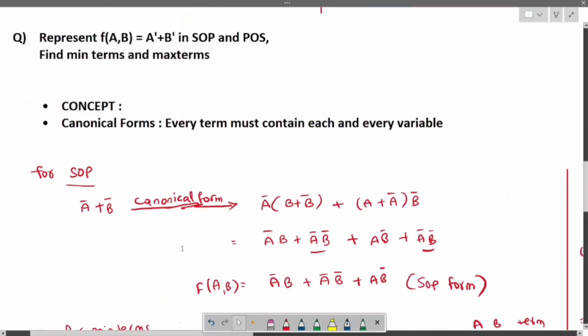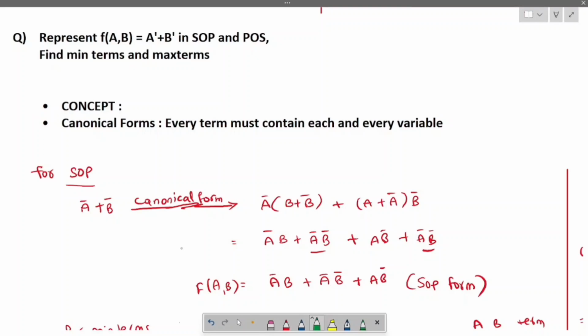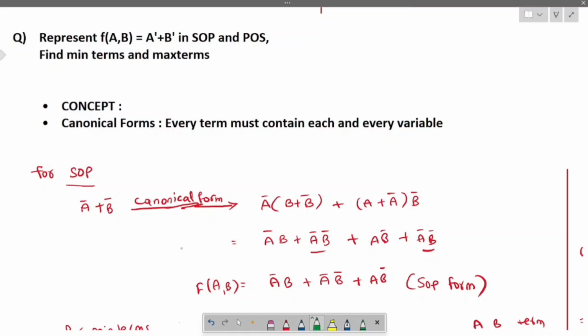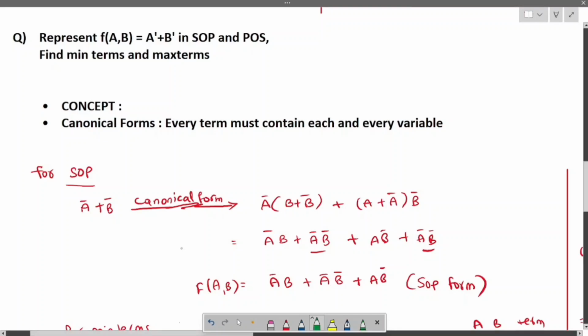Now our first question is: represent f of a comma b, which is equal to a bar plus b bar, in SOP and POS form, and find the minterms and maxterms. There is a trick also, which I will show in the last question. Till now we are doing it the standard way. Now to convert this to SOP and POS, we need one thing.